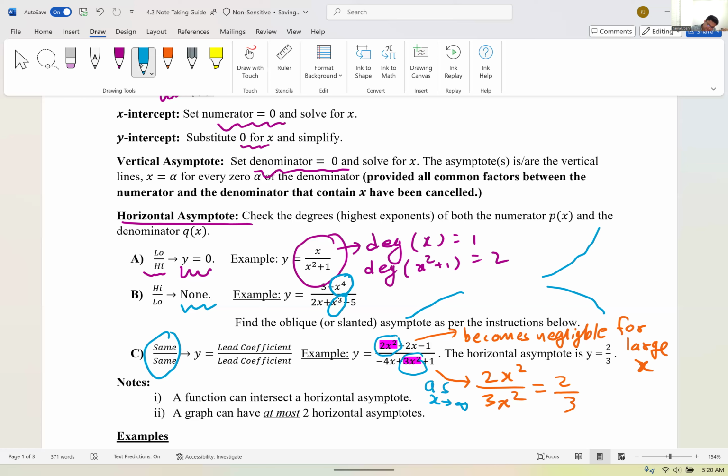And your asymptote, now you look at this equation here, then it will make sense. Y equals the lead coefficient of the numerator divided by the lead coefficient of the denominator. So in this case, y equals 2 over 3. That will be your asymptote.